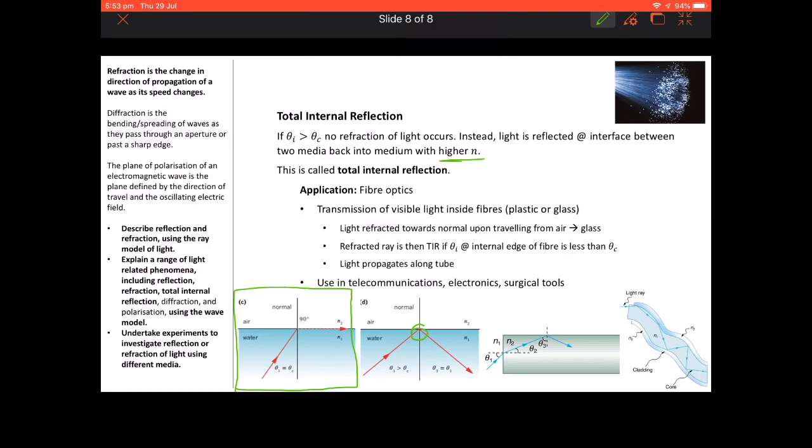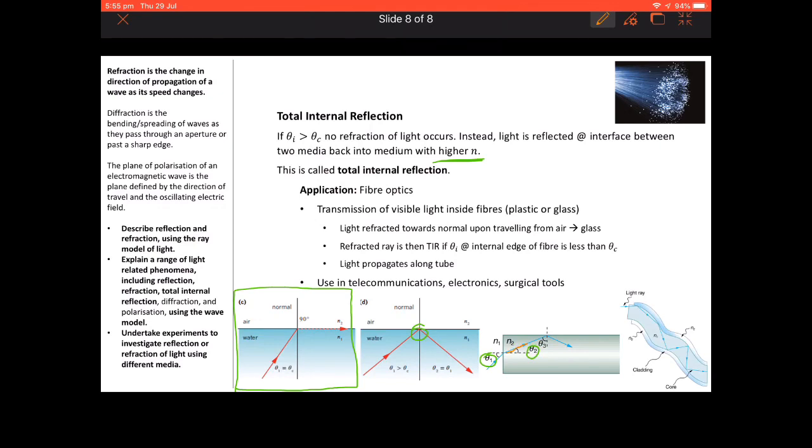higher refractive index. This has application in fibre optics, and fibre optics allow for the transmission of visible light inside fibres, which could be made from plastic or glass. In fibre optics, light is refracted towards the normal upon travelling from air into glass. So the light travels slower in the glass of the fibre optic, so it is refracted towards the normal, and that normal is perpendicular to the entry point of the glass.